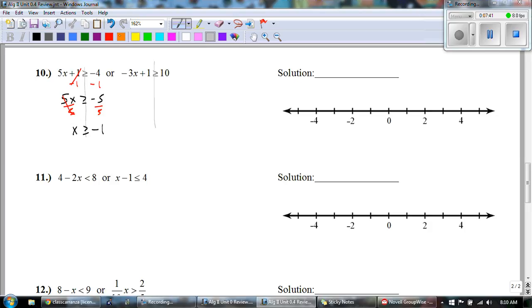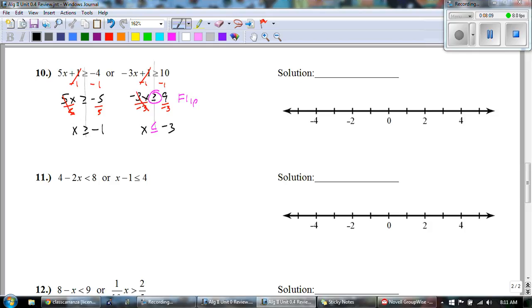Okay, now I've got the one on the right. Subtracting 1 from both sides, I get negative 3x is greater than or equal to 9. Divide both sides by negative 3, and ooh, what am I dividing by? That's right, I'm dividing by a negative, so I have to flip that sign, and then we get x is less than or equal to negative 3.